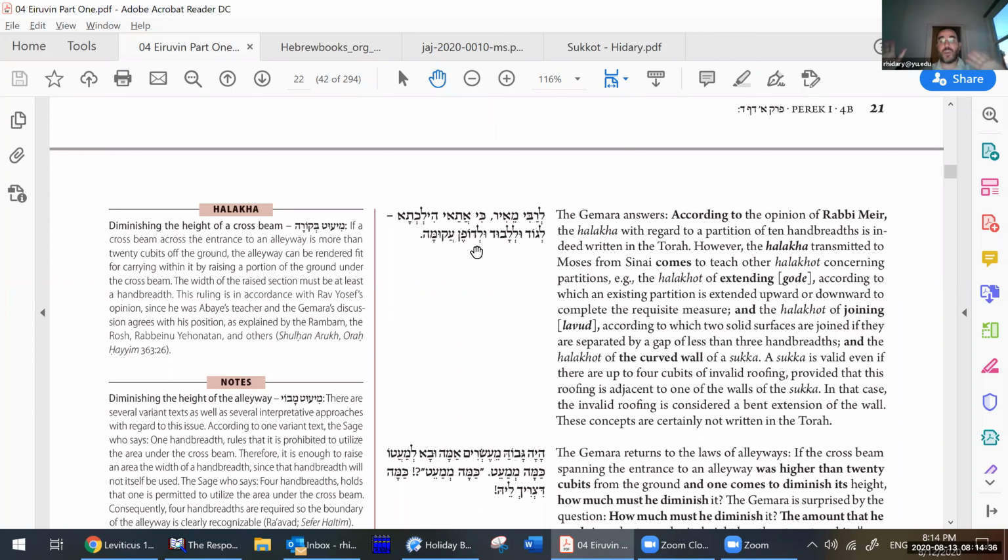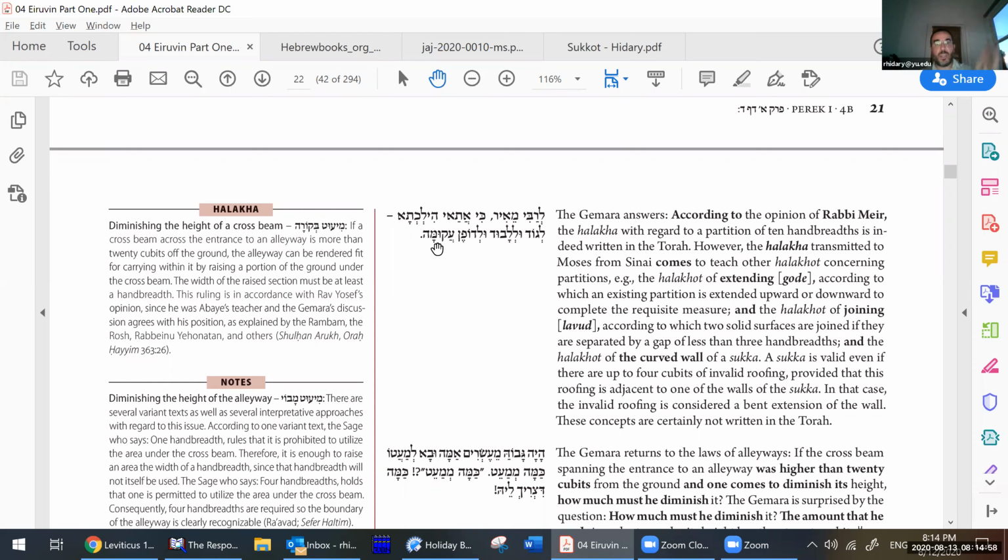Lavud. Lavud means if I have a wall and there's some space in the wall. If the space is less than 3 handbreadths, it's called lavud. It's like it's not even there. It's just a hole and it's as if it's covered up. That's also important because you might have a window in your sukkah or something like that. That's all lavud.